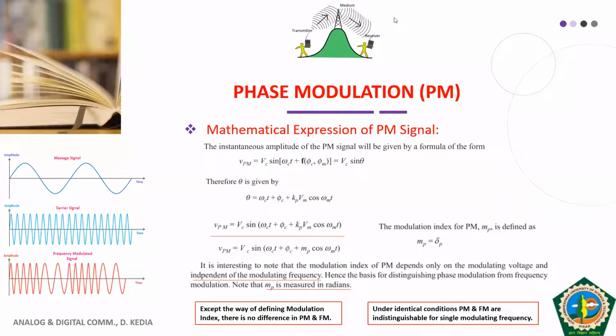So students, this is how we differentiate between our phase modulation and your frequency modulation. Okay, and when the conditions are identical, PM and FM, your phase modulation and frequency modulation, cannot be distinguished for a single modulating signal frequency. So I hope this is clear to everybody. Let us now proceed forward.